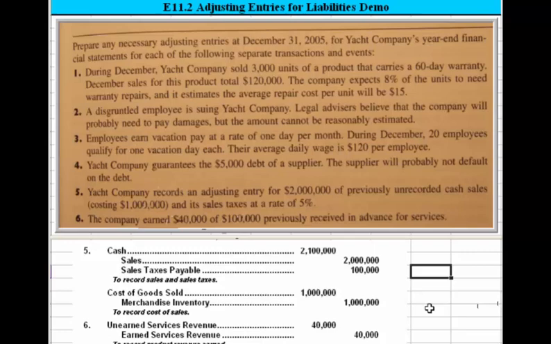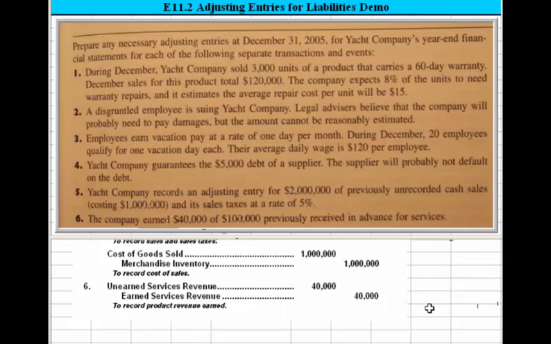The company earned $40,000 of $100,000 previously received in advance for services. This is merely an adjusting entry. We want to reduce our unearned services revenue liability by debiting it for $40,000. And we will credit the services revenue.